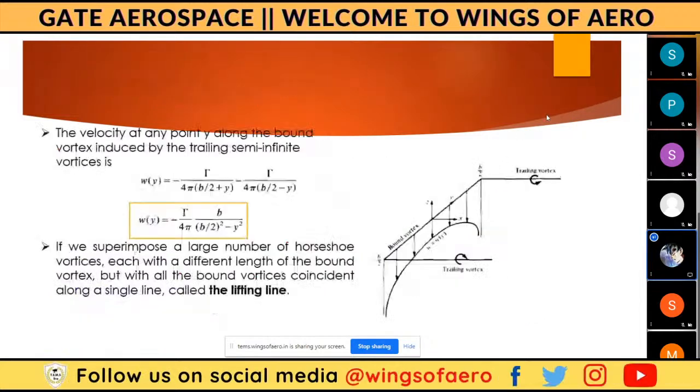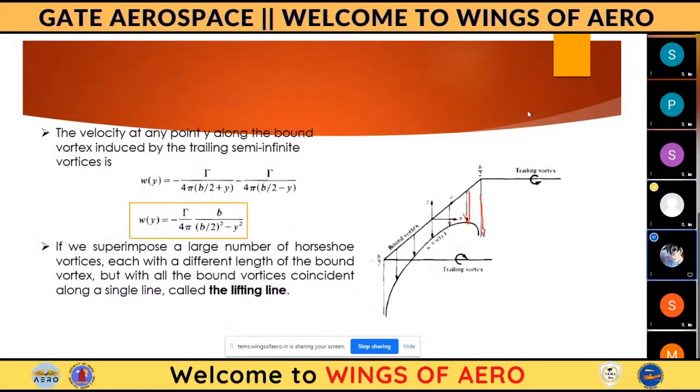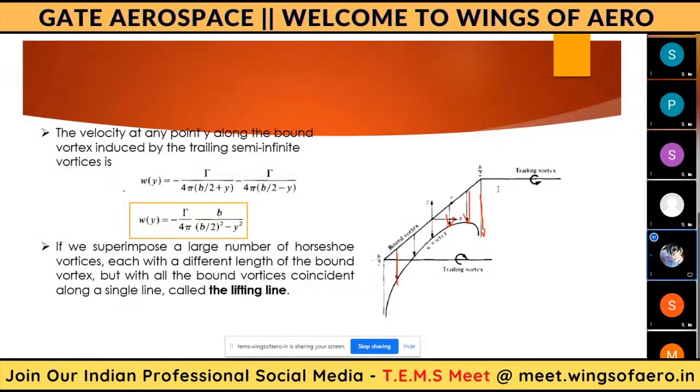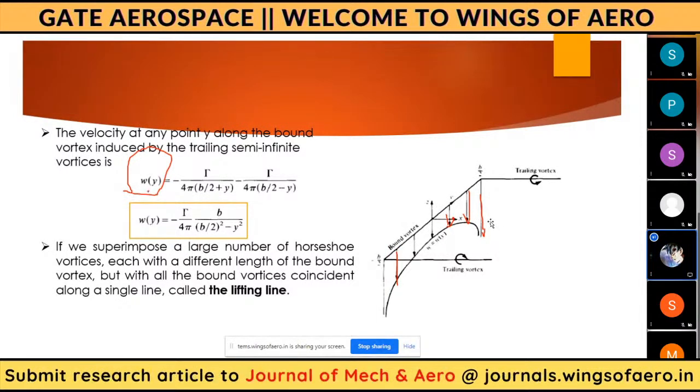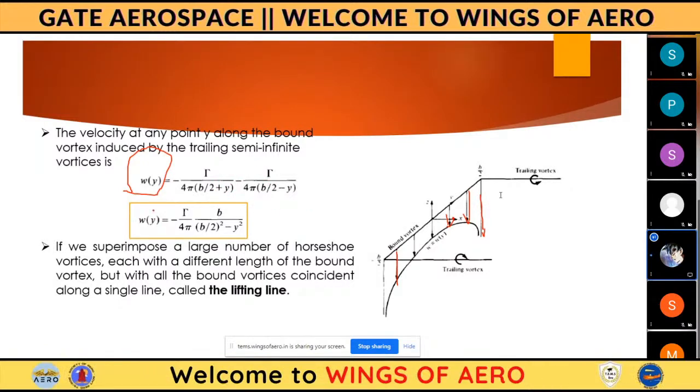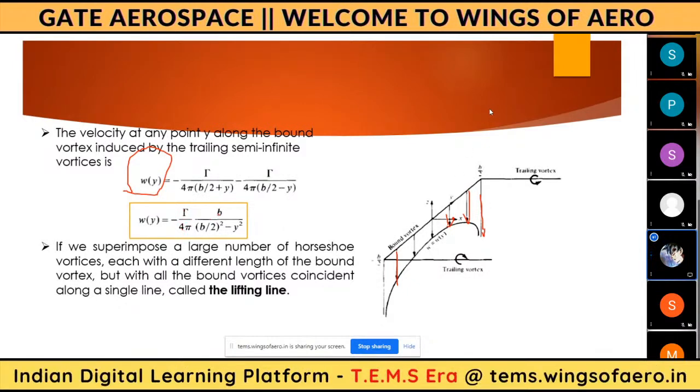So this is the induced velocity because of this bound vortex. The induced velocity at this semi-infinite vortex is w of y equal to minus gamma divided by 4 pi (b by 2 plus y) minus gamma divided by 4 pi (b by 2 minus y). Combining, we get w of y equal to minus gamma divided by 4 pi times b by 2 the whole square minus y square.